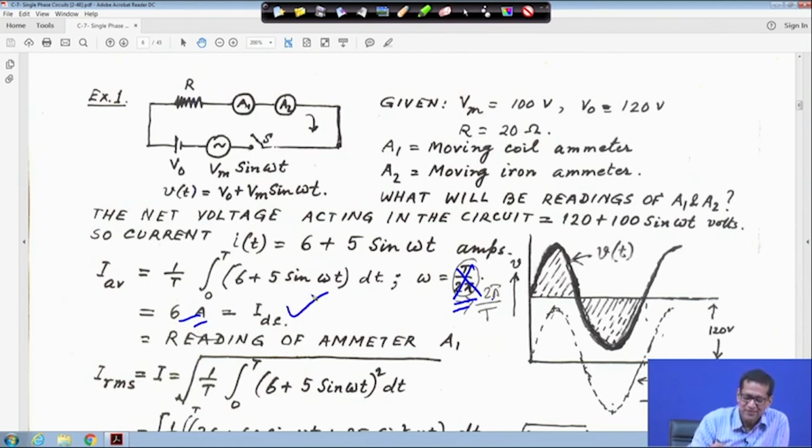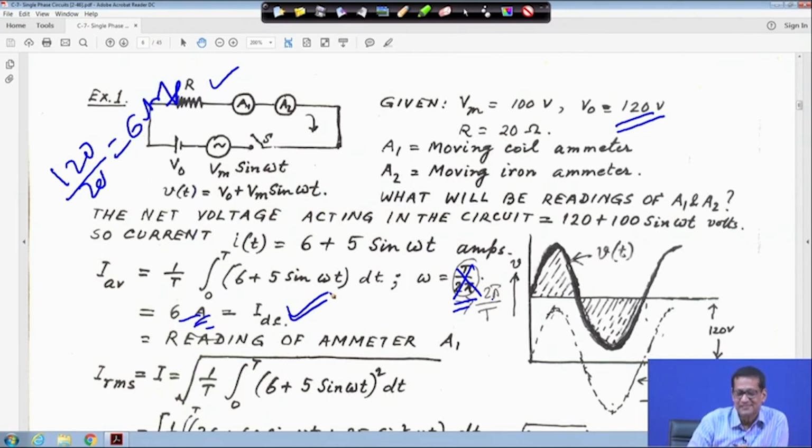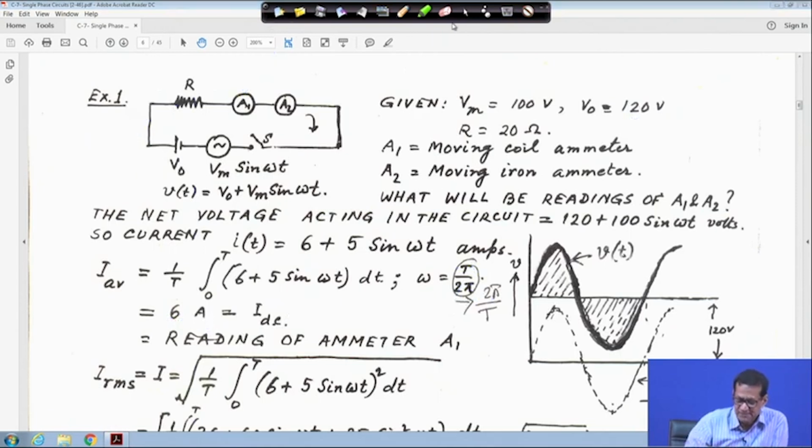That means the average value will be just 6 ampere, because if you look, 120 volt DC is there and R is 20 ohm. If you take 120 by 20, you will find it is 6 ampere. So IDC will be 6 ampere. Then the moving coil ammeter A1 will read 6 ampere, because a moving coil ammeter reads DC. This is the reading of ammeter A1.